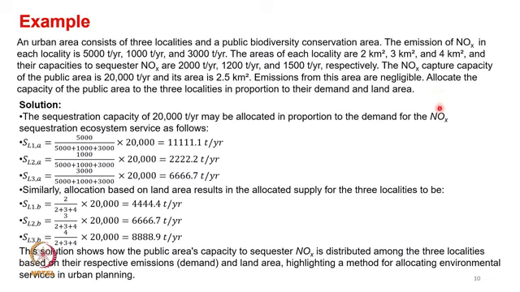So let's look at the problem. We see that the sequestering capacity of 20,000 tons per year has to be allocated based on the demand for NOx. So look at the first case, SL1A.